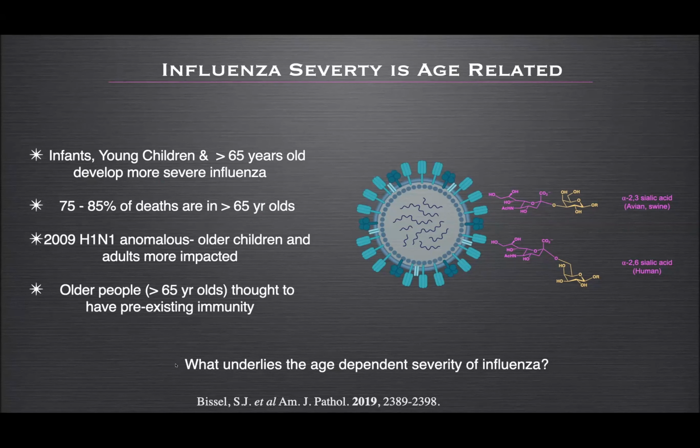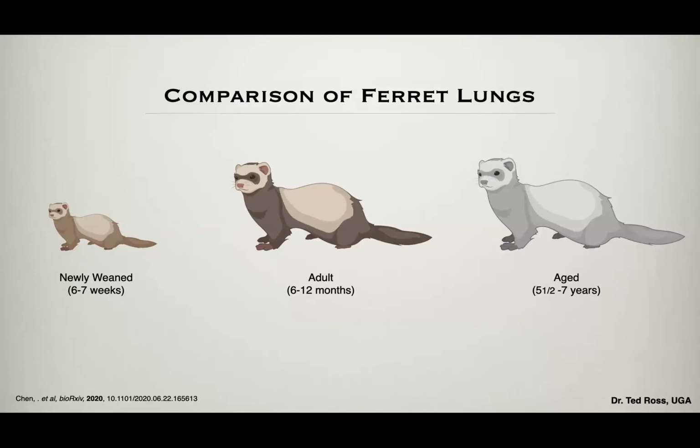age-dependent severity of influenza? To look at this, we started to compare age-differentiated ferrets. Obviously you can't do these experiments in humans. So we looked at newly weaned ferrets that mimic an infant population, which are 6 to 7 weeks old, the lungs of the adult ferrets, which we had looked at before, and the lungs of aged ferrets, who are 5.5 to 7 years old.